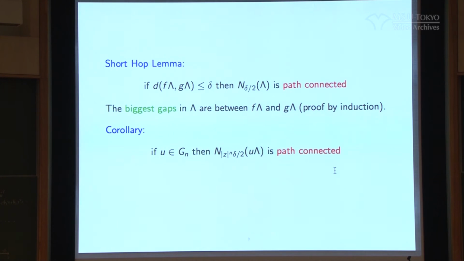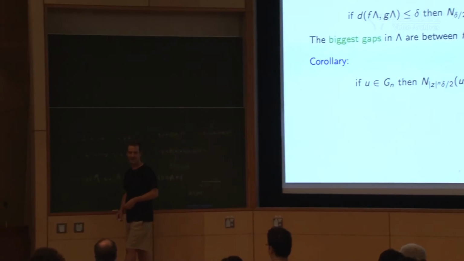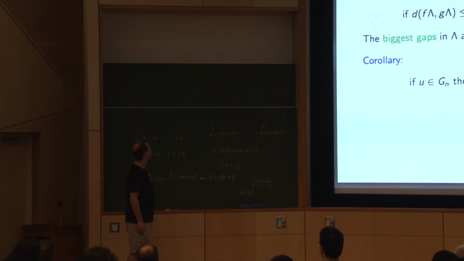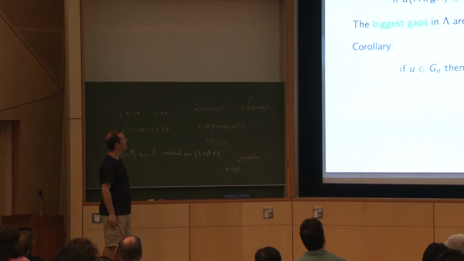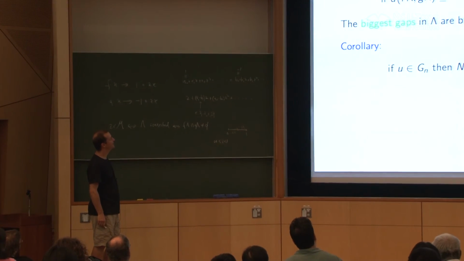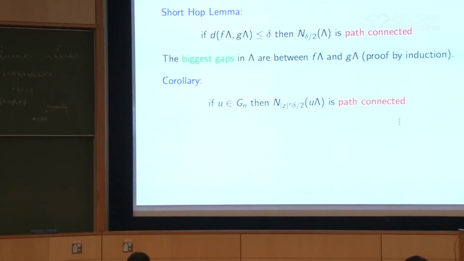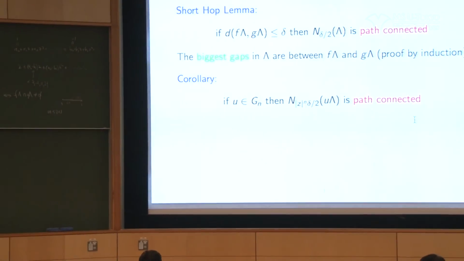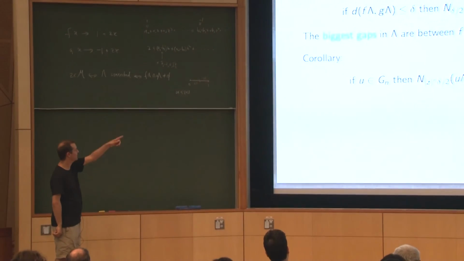So the observation, and again, it's a very simple observation, is just the fact that whatever the biggest gap is, it's a gap between f of lambda and g of lambda. Right. Well, so there's the statement of it there. It says that if there's a point in f of lambda which is within distance delta of a point in g of lambda, then any 2 points in lambda can be joined by a sequence of points in lambda such that the distance between successive points is at most delta. Okay, that's an equivalent statement here.